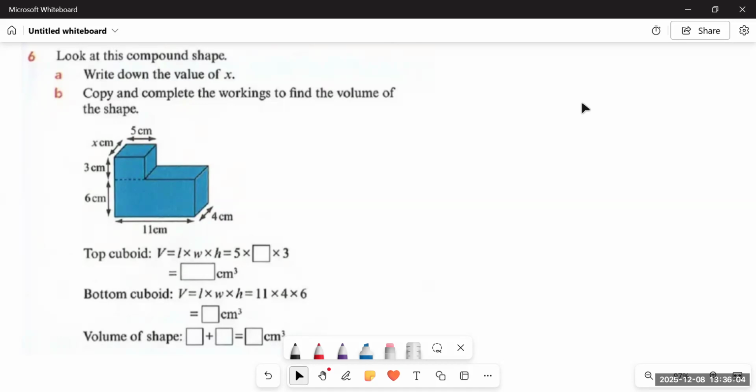So in this compound shape, first of all, we have to write down the value of x. And how are we supposed to find out the value of x? As you can see that there are three dimensions in a cube or a cuboid: the length, breadth, and height. So if we look at this shape, we have the length of 11 centimeters here. So at the bottom, the length would also be 11 here, and here it would also be 11, right? And since it's 11 over here, so here it would be 11 as well, right? Which is split into two parts, half here and the other half here. So this is all 11 from top to bottom.